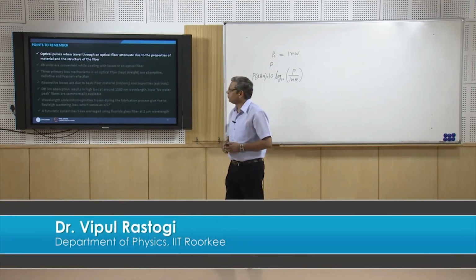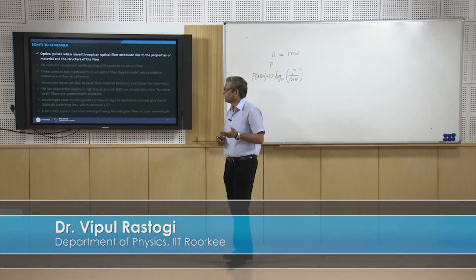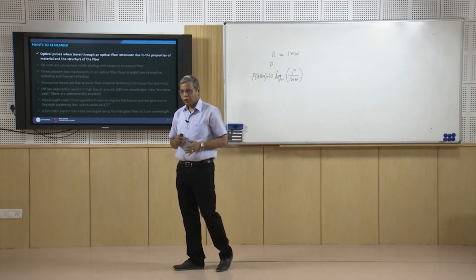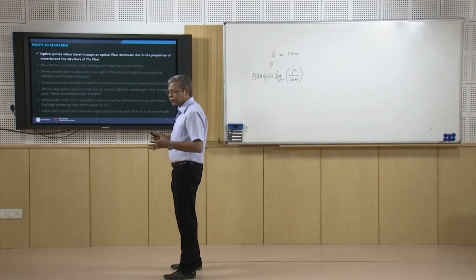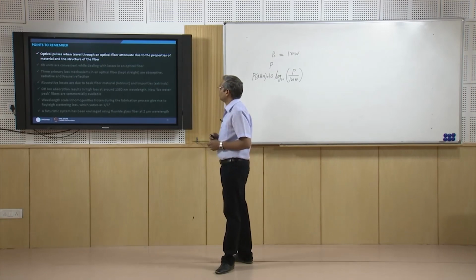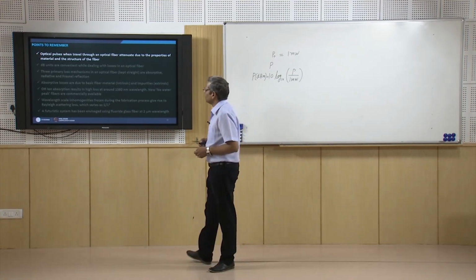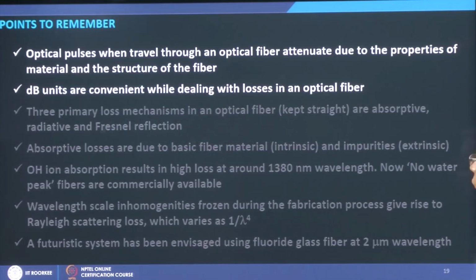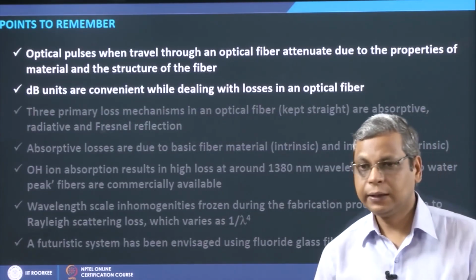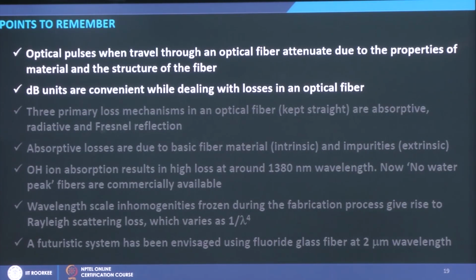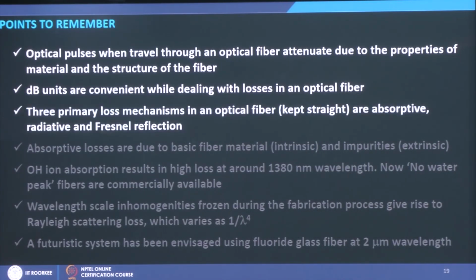So what are the points to remember in this lecture? We have seen that optical pulses broaden and attenuate when they travel through an optical fiber. Then we looked into dB units, which become very handy while dealing with losses in optical fibers, and 3 primary loss mechanisms in an optical fiber which has been kept straight; we have still not bent the fiber. These 3 primary mechanisms are absorptive, radiative and Fresnel reflection.